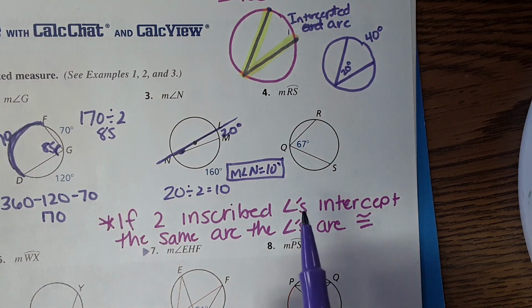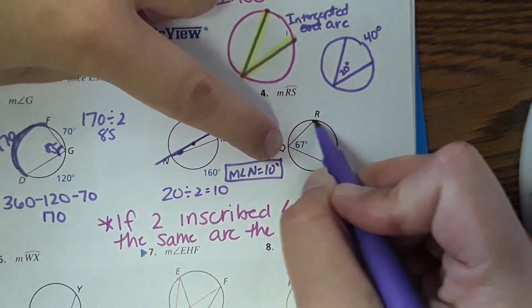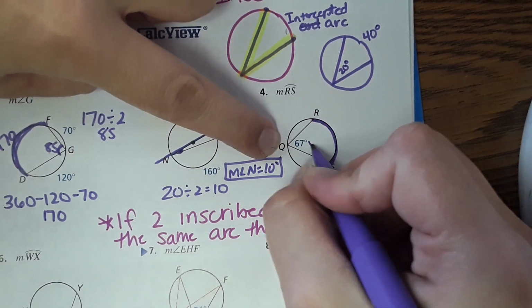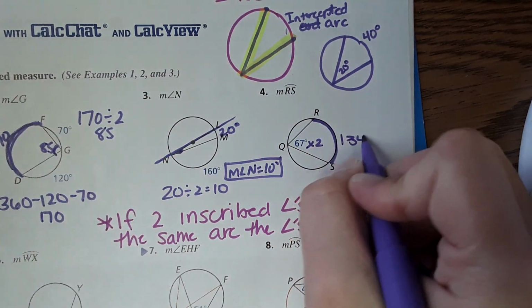Okay, number 4, they made it easy for us again. They gave us the angle. They're just asking for this arc, so we can multiply this by 2 to get that arc. And it comes out to 134 degrees.